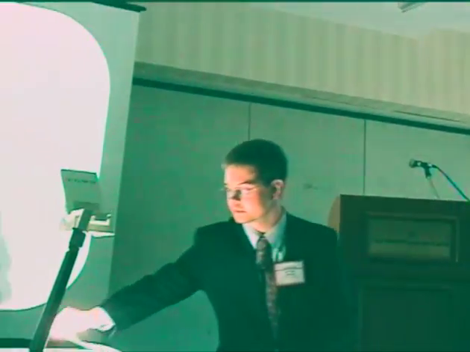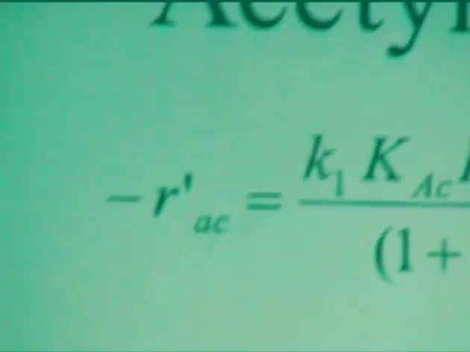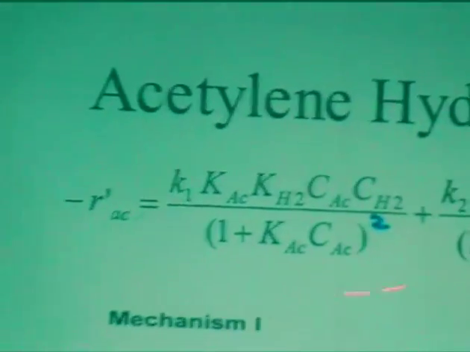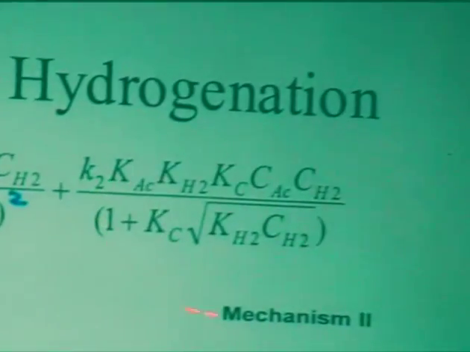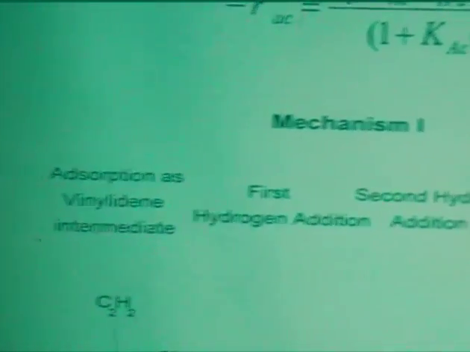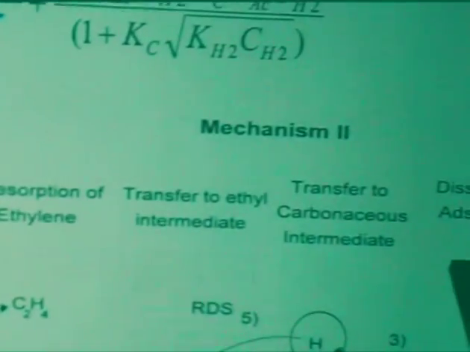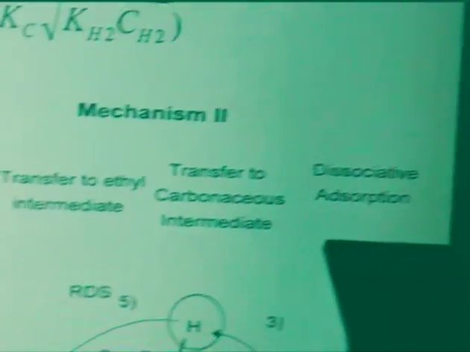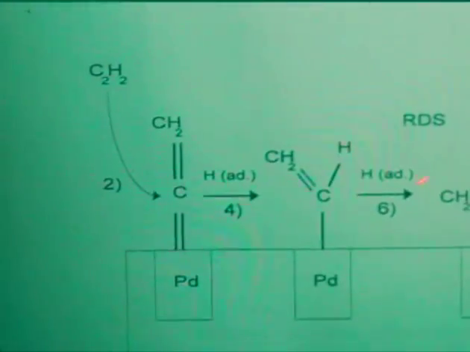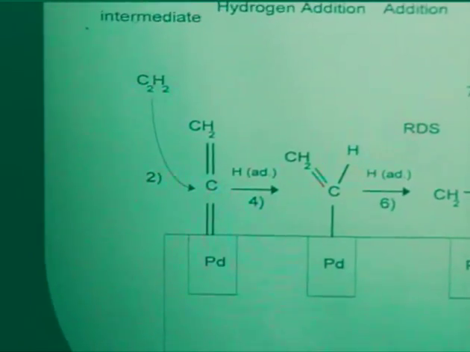Well, just very quickly, this seems to sum everything up. I have two mechanisms, and they're shown here, one for palladium only, and then one involving a carbonaceous deposit. The acetylene absorbs as vinylidene, reacts with a hydrogen from the surface, and then forms some kind of perhaps ethyl intermediate, which reacts with another hydrogen from the surface to form a pi complex ethylene, which can then desorb or react further to ethane.